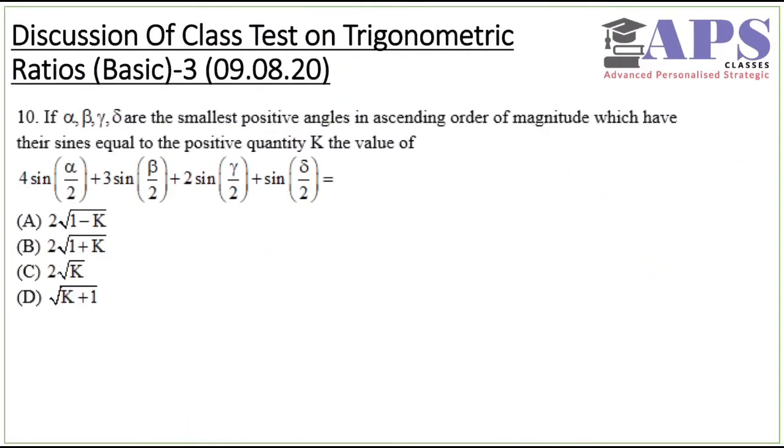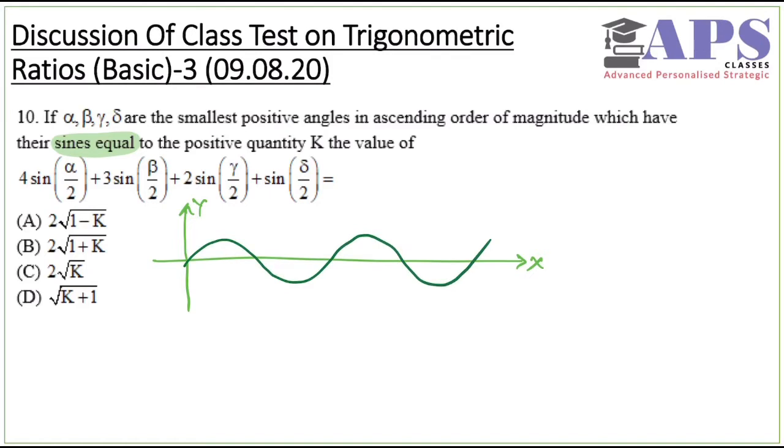In question number 10, alpha, beta, gamma, delta are all smallest positive angles in ascending order of function which have their signs equal. Signs equal means sine of alpha equal to sine of beta equal to sine of gamma, and so on. So what we do here, we can solve this by using a simple diagram. This is our x-axis and y-axis. Okay, let us draw the graph of sin x. Sin x is like this. So this is our 0, this is pi, this is 2 pi, 3 pi, 4 pi, and so on.